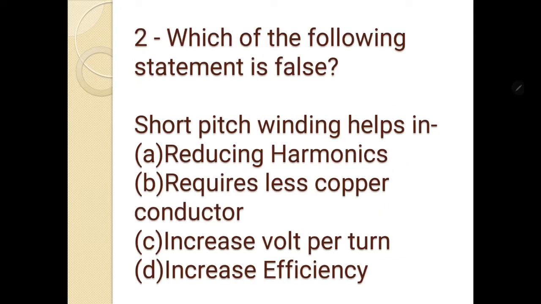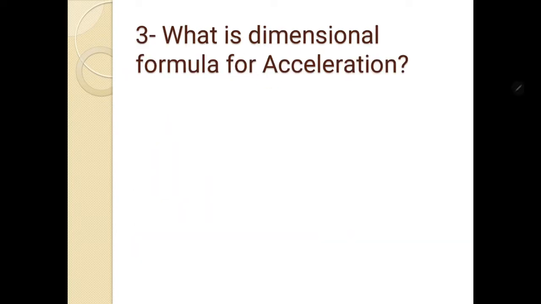Second question was, which of the following statement is false? Short pitch winding helps in: option A, reducing harmonics; B, requires less copper conductor; C, increase volt per turn; or D, increase in efficiency. The correct option is increase volt per turn. Short pitch winding helps in reducing the harmonics, and also it requires less number of conductors, and hence it increases the efficiency, but it doesn't help in increasing the volt per turn. So the false statement is increase in the volt per turn.